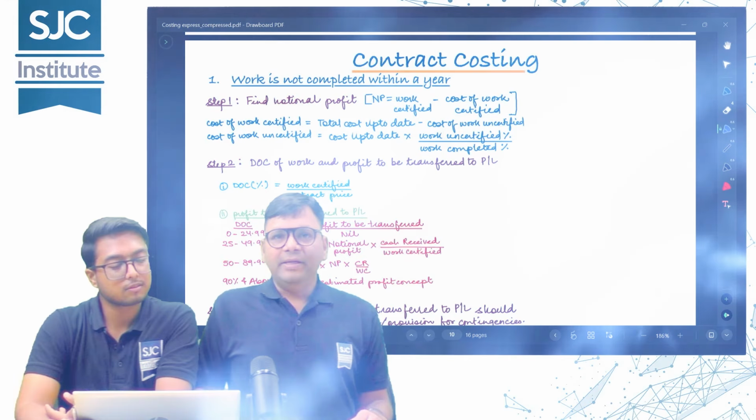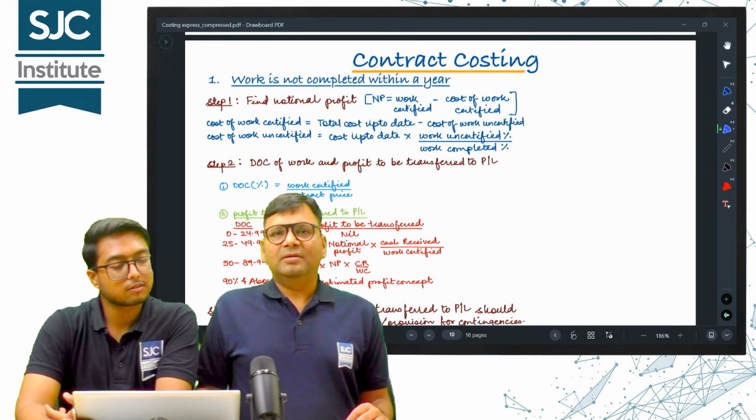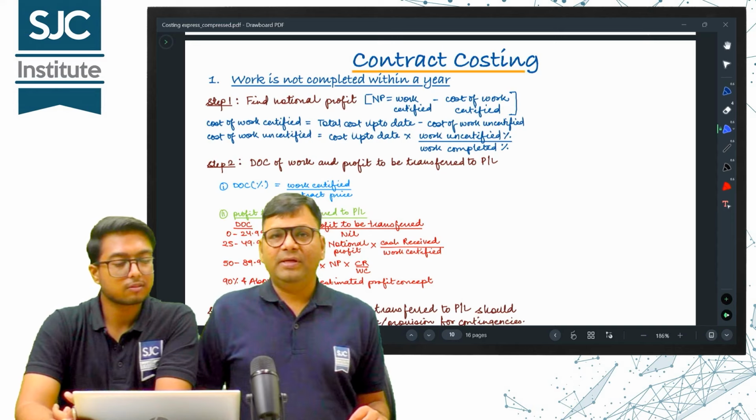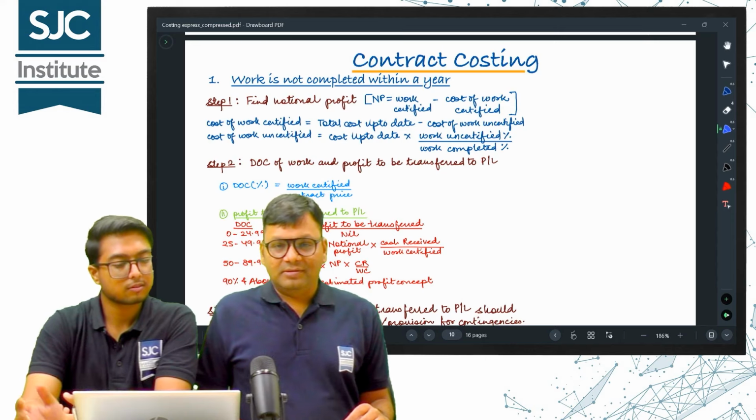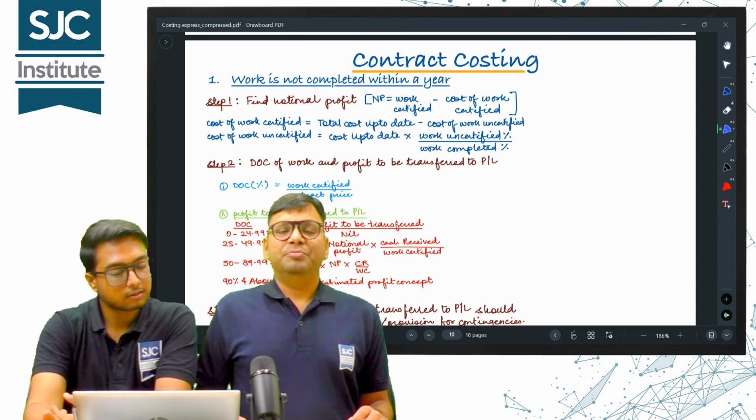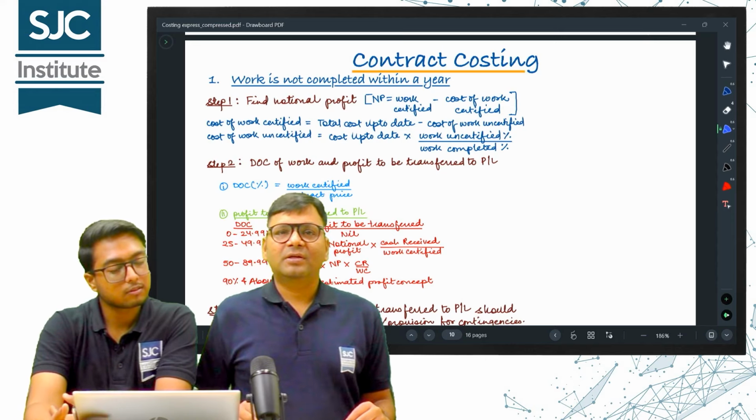Contract costing. Normally in case of this method, which is used mostly by construction companies, the challenge is to calculate their profits, not the cost. Why is there a challenge? Because most of the work undertaken by them doesn't get completed within 1 year.